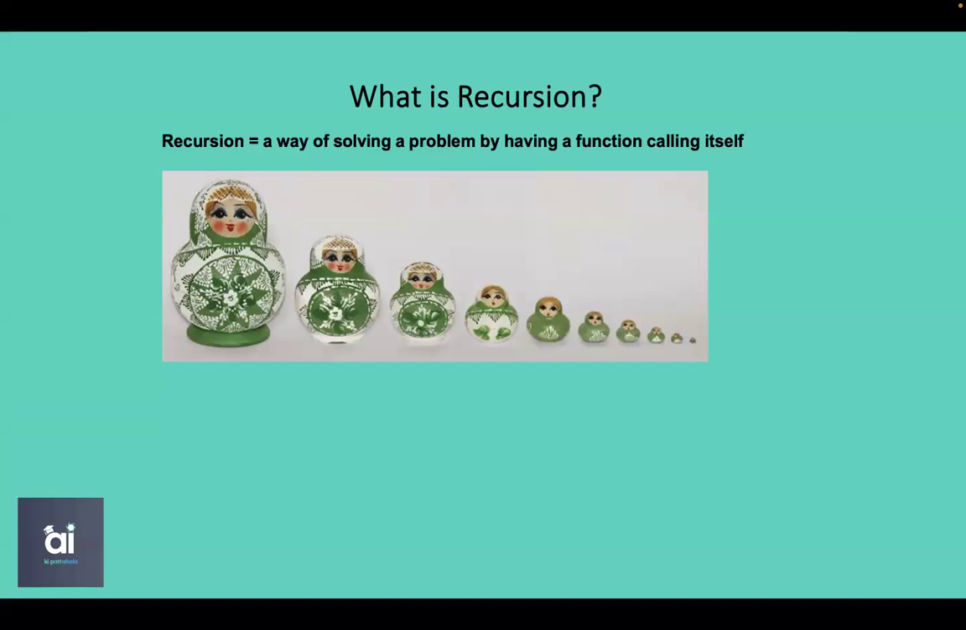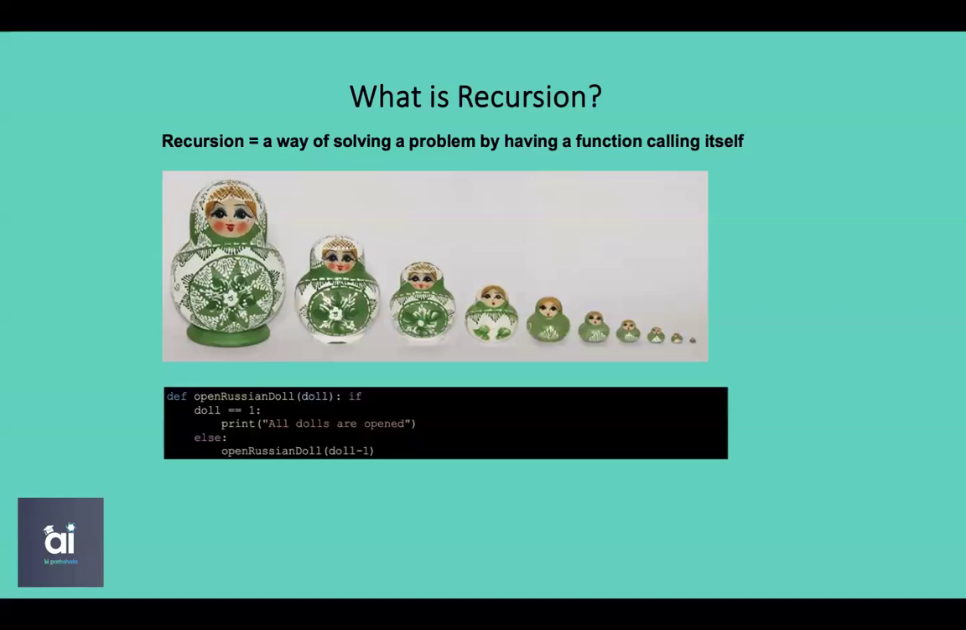So let's convert this Russian doll example into code so we can express it in computer science. Our code for this Russian doll example will be like this. Here we provide the base condition as when the doll equals 1. All dolls are open when this base condition is reached. Here I took 1 as the smallest one which cannot be opened. Otherwise, every time we are calling the same function with one smaller and opening each doll.